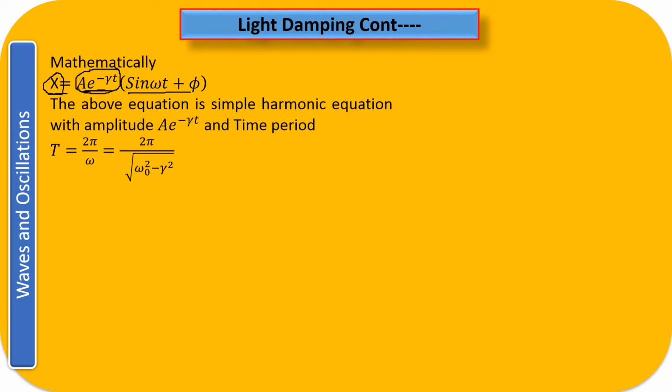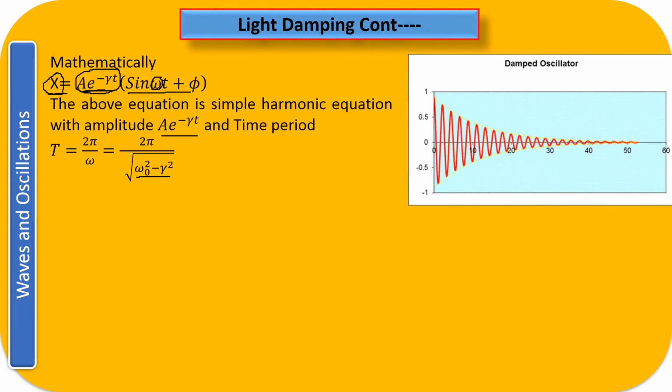The above equation is a simple harmonic equation with the amplitude a e to power minus gamma t, and of course its time period is 2 pi by omega, and omega is how much? Omega is the square root of omega naught square minus gamma square. We have already seen this, where omega naught is your natural frequency and gamma is your damping coefficient, right? So this is your mathematical representation of the time period.